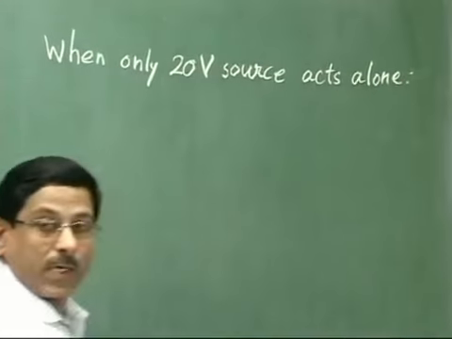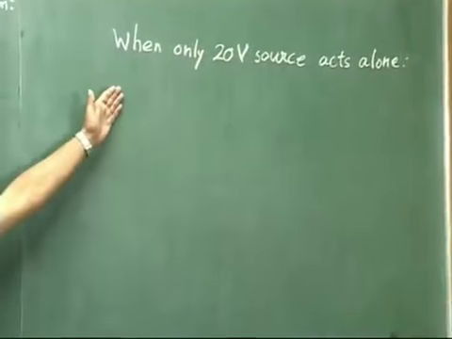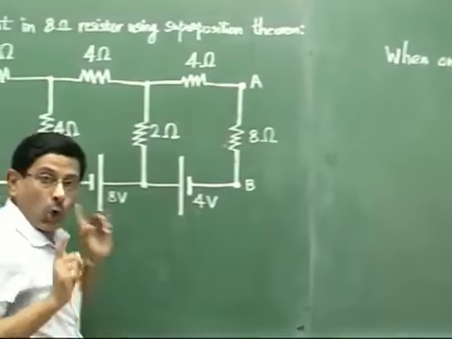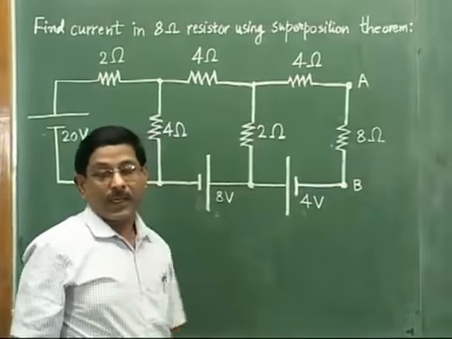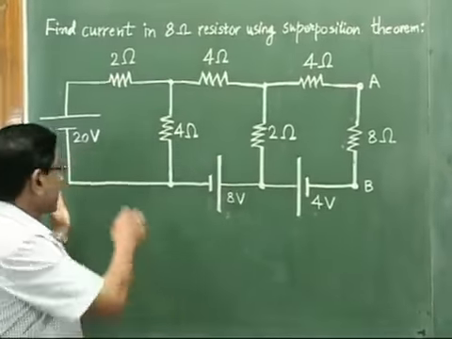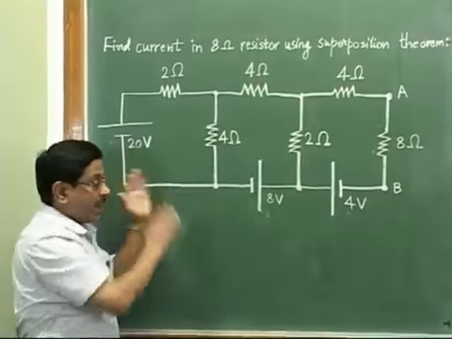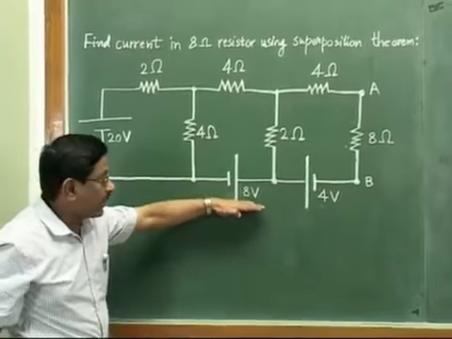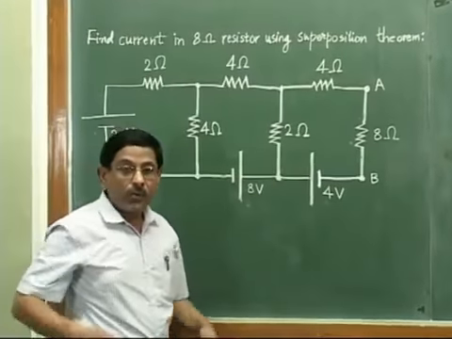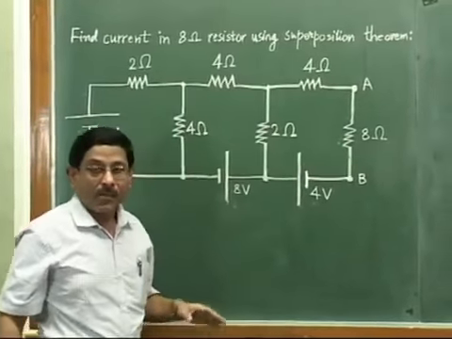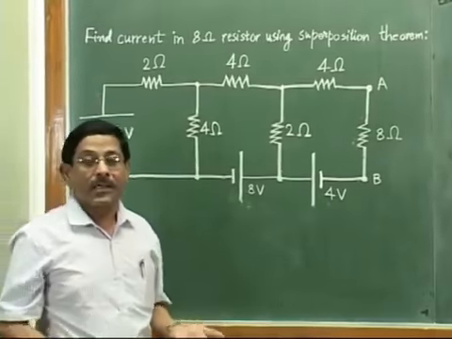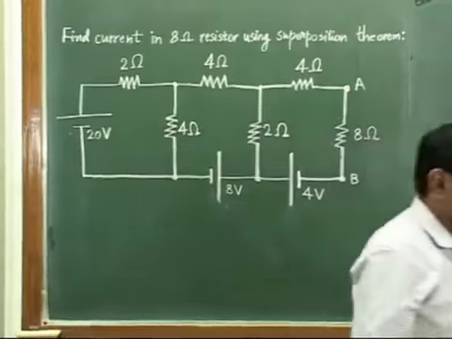So what is our starting point? That we imagine that only the 20 volt source, this one, is acting alone in the circuit. Now what is to be done after that? Once you imagine that only the 20 volt source is acting, then you have to imagine that these two are not there. Now when we say they are not acting, we have to do something in the circuit. So what we have to do in the circuit?